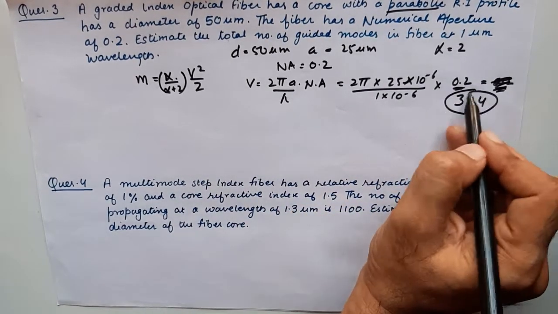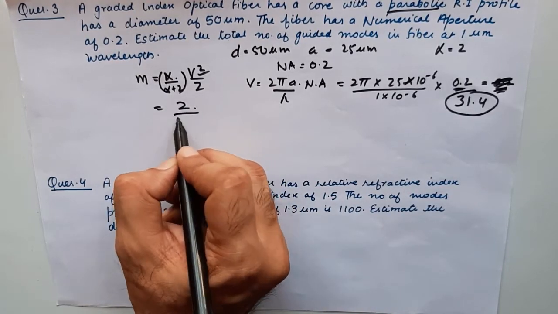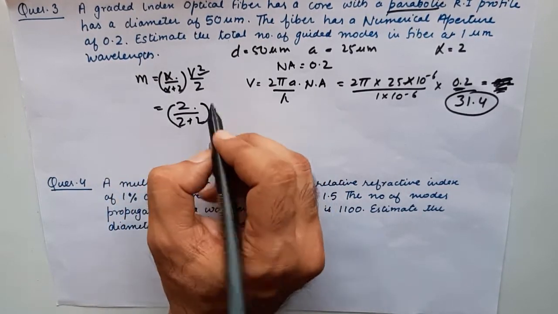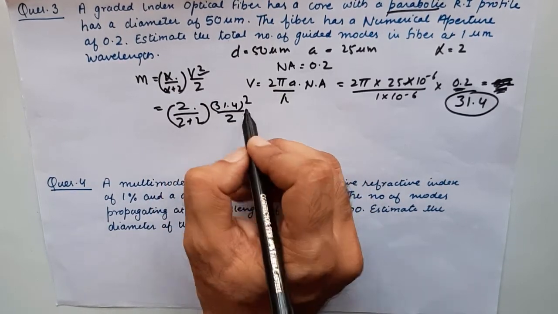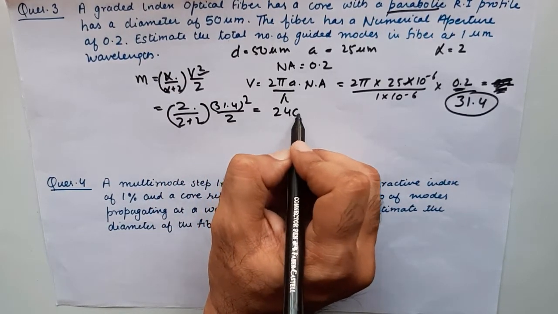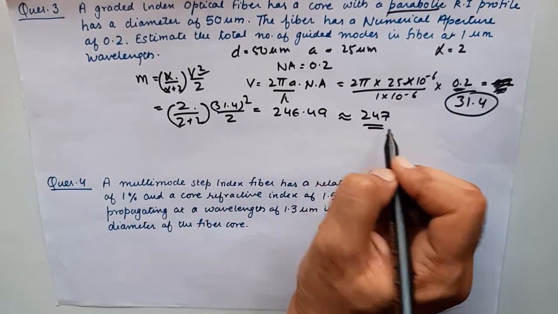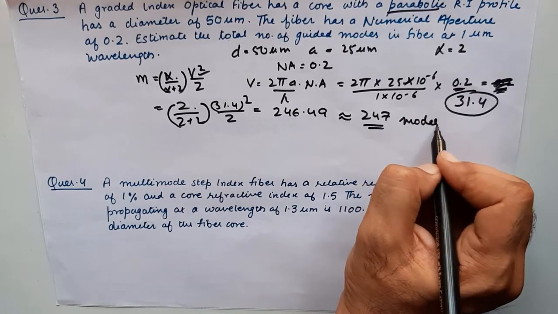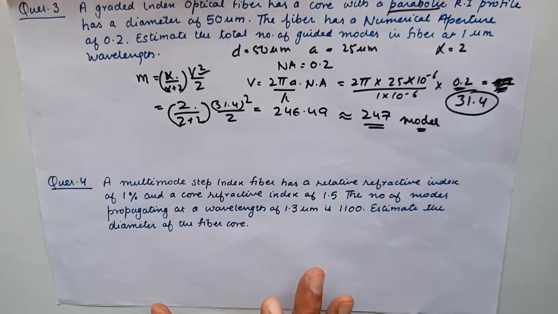Once you have the value of V, you can substitute it here, and alpha is 2, so 2 upon 2 plus 2 into 31.4 square by 2. So you'll get 246.49, which is almost equivalent to 247 modes possible in such an optical fiber.